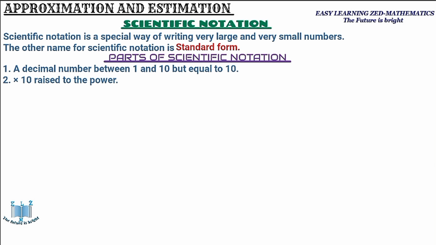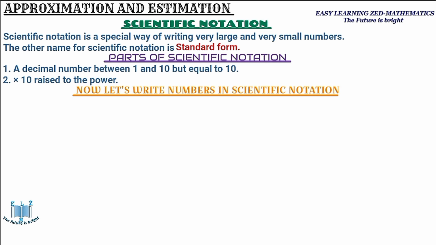So there is one part made of a decimal number which is less than 10, and the other part is multiplication by 10 raised to the power of the given number. You are going to understand this more when I start writing numbers in scientific notation.